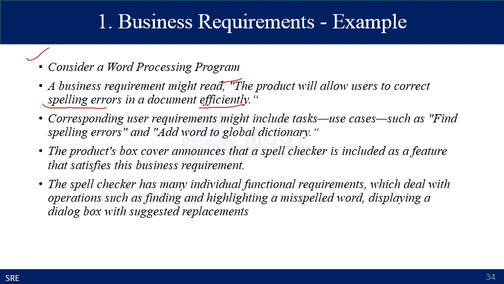So again, corresponding user requirements might include tasks such as use cases, such as to find spelling errors, which is a functionality, or to add a word to the vocabulary, which are the lower forms of the business requirements. The product catalog announces that a spell checker is included as a feature that satisfies the business requirement. So it can be an individual functional requirement which deals with operations such as finding, highlighting, misspelled words, etc.